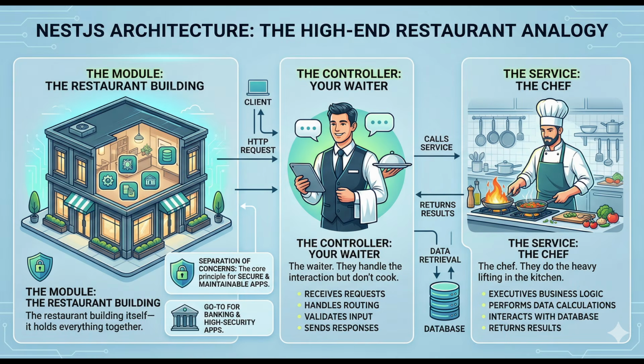Before we go, look at this. Think of NestJS like a high-end restaurant. The controller is your waiter. They handle the interaction but don't cook. The service is a chef. They do the heavy lifting in the kitchen. The module is the restaurant building itself. It holds everything together. In NestJS, we call this separation of concerns. It's why this framework is the go-to for banking and high-security apps.